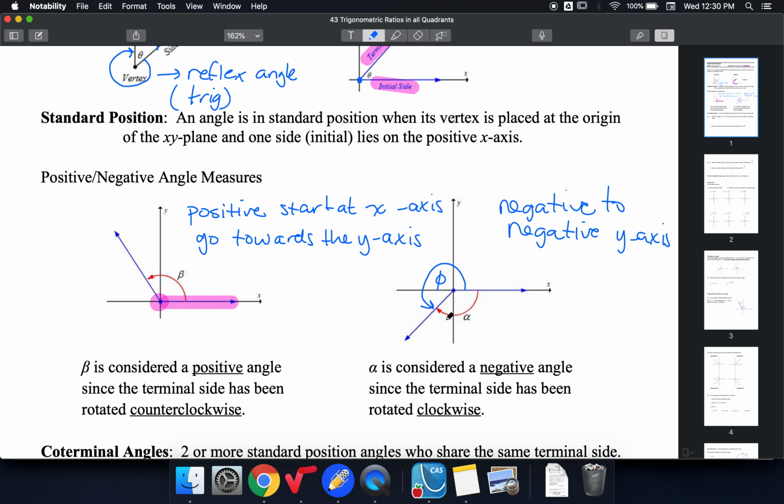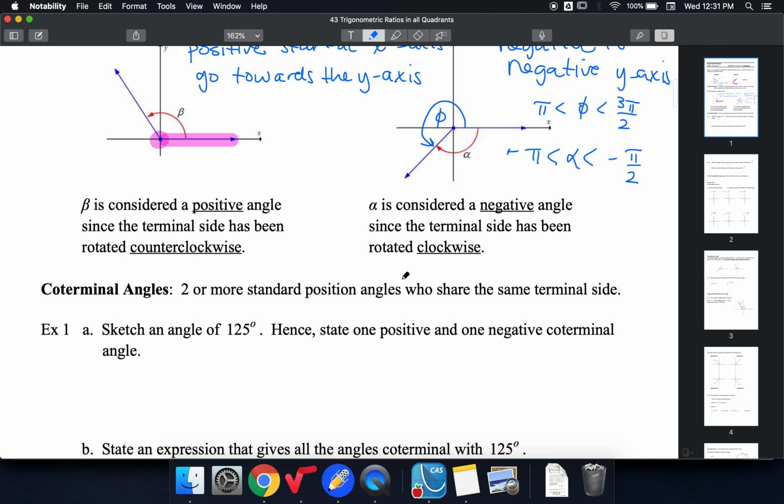Down here, alpha, we could say that alpha is between, so my negative side is going to be negative pi less than alpha less than negative pi over 2. So here would be my negative pi over 2 because we know, of course, that 90 degrees is pi over 2 radians. Over here, we could say that phi is between pi and 3 pi over 2. So we've said that these end at the same place. Well, we call that a coterminal angle. So in this case, phi and alpha are coterminal.